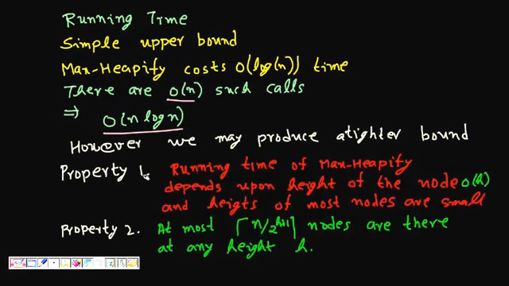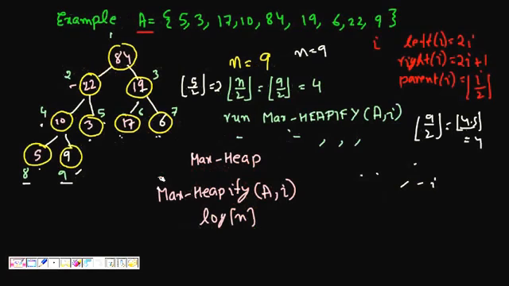We see two properties. First, the running time of max Heapify depends upon the height of the node. If the height of the node in the given heap is h, then the running time of max Heapify for that node is O of h. This is one important property.